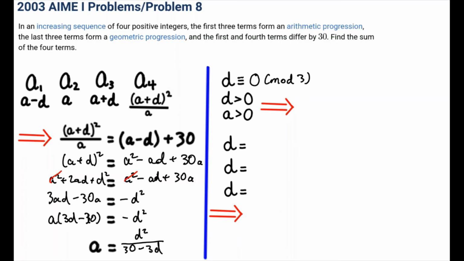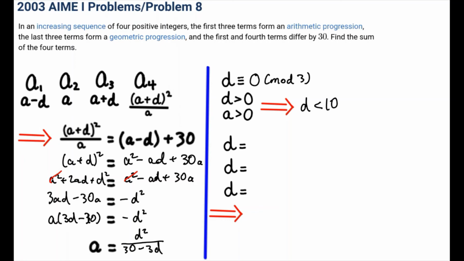Now, since d and a are both greater than 0 because it's an increasing sequence of 4 positive integers, this makes it so that d has to be smaller than 10, because if we put d as being 10 over here, then we're going to get 100 divided by 0, which we don't exactly know the value of. Plus, if you put d as anything greater than 10, a is going to be negative, which obviously we can't have because it's a sequence of positive integers. So yeah, d is smaller than 10.